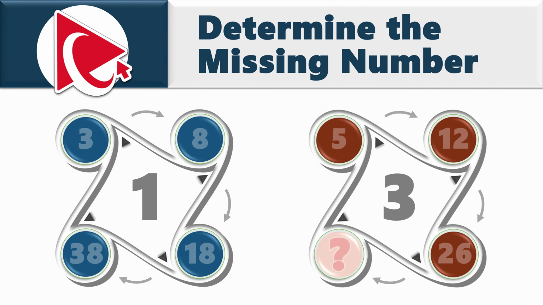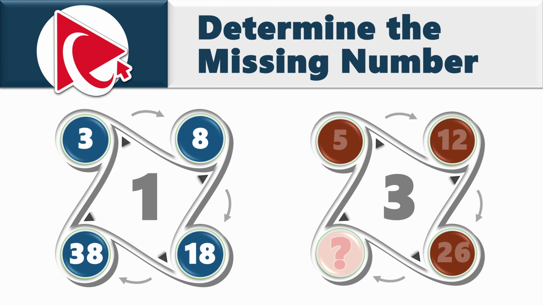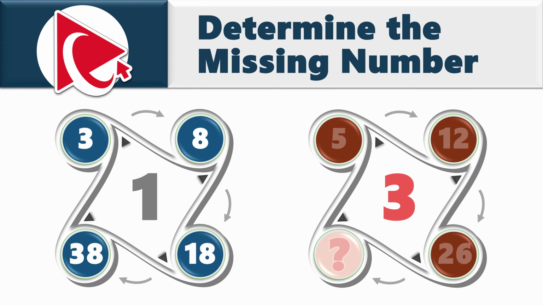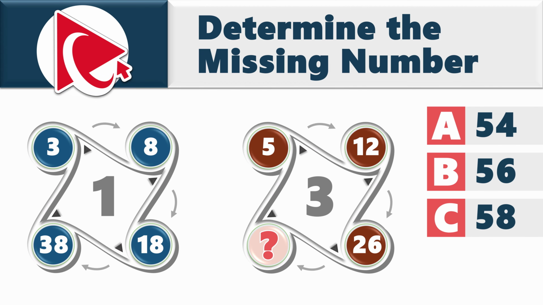You're presented with 2 unusually looking shapes. Both shapes have numbers inside and numbers in the 4 corners. The first shape inside number is 1. Then the numbers go as 3, 8, 18, and 38. For the second shape, the inside number is 3. And then the sequence continues to 5, 12, 26, and then comes the missing number, which you need to calculate and select out of 4 possible choices. Choice A, 54, choice B, 56, choice C, 58, and last but not least, choice D, 62.